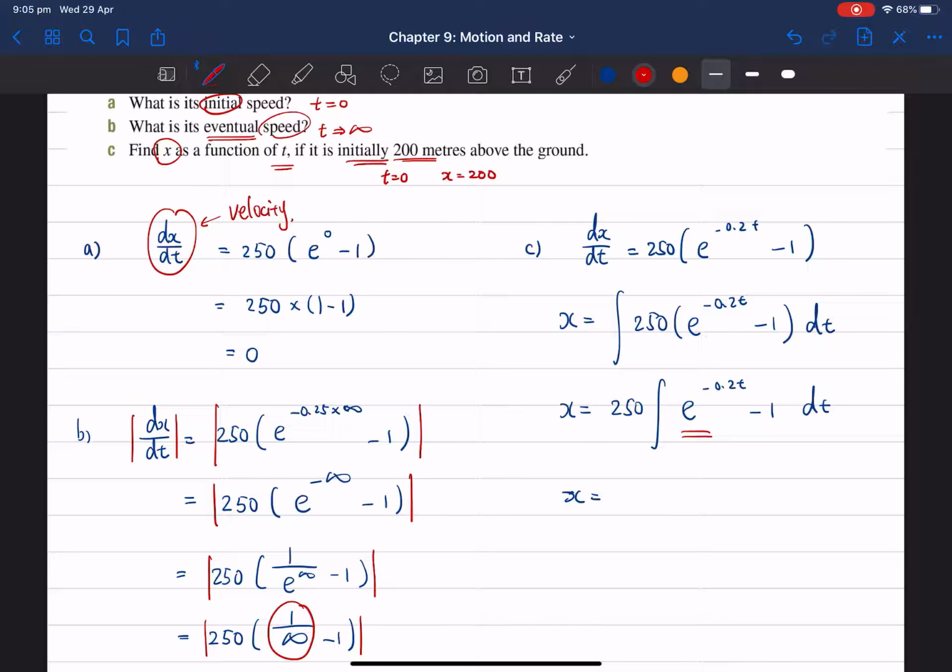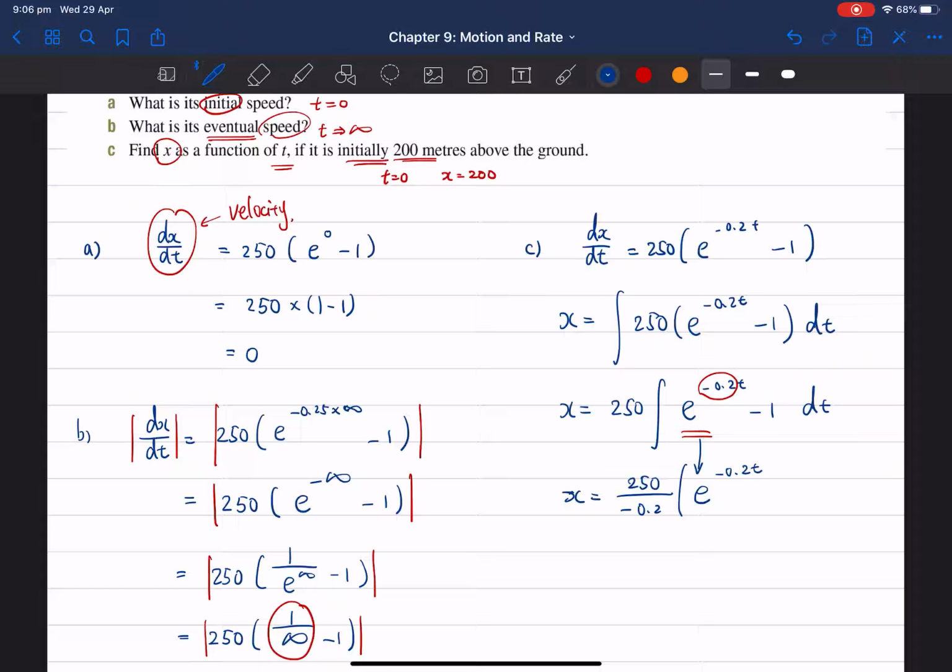We're going to use the reverse chain rule. What we need is, at the front, we need negative 0.2. So outside, I need 1 over negative 0.2. So that would be 250 over negative 0.2. We will change this one later, but at this stage, this is what I'm going to write. And then when we integrate that, it's just equal to e to the power of negative 0.2t. Remember, you can put a bracket.